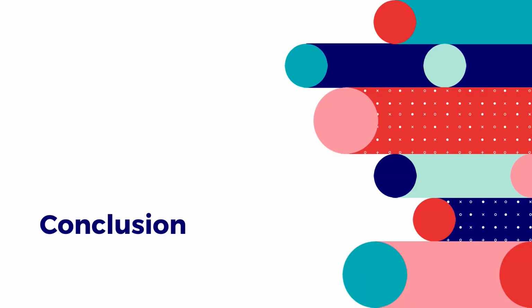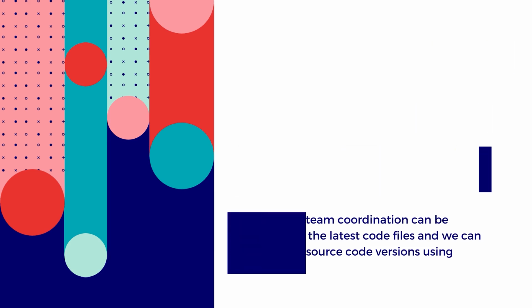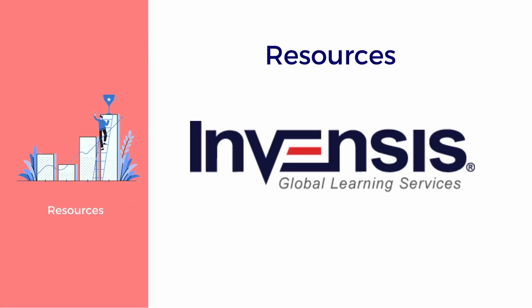Before concluding this session, we will understand the usage of Git in DevOps. Git is a version control tool used for source code management in any organization, and the DevOps lifecycle starts with source code, and Git plays an important role in coordinating the code file versions among developers. Using GitHub, team coordination can be achieved with the latest code files, and we can automate the source code versions using workflows.